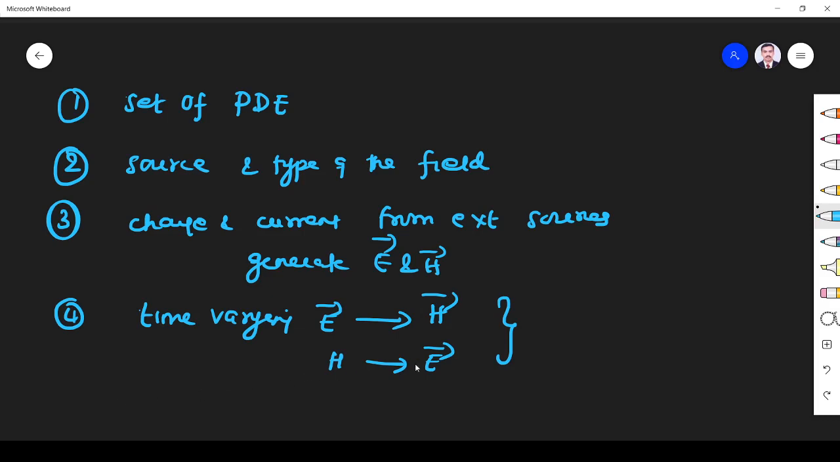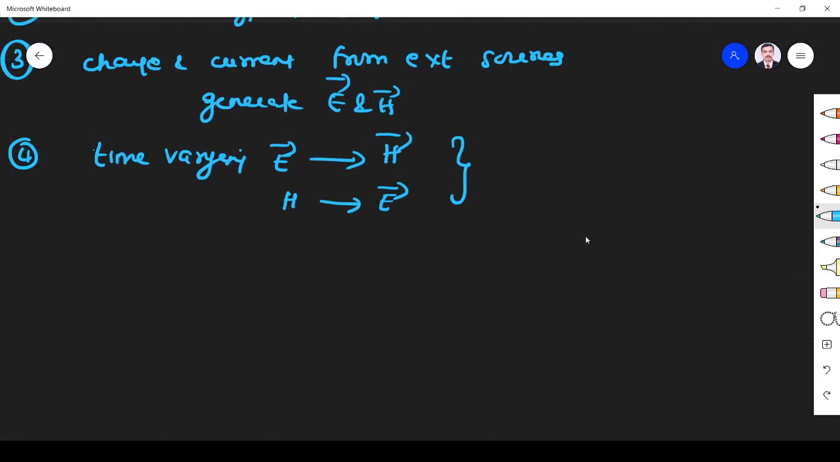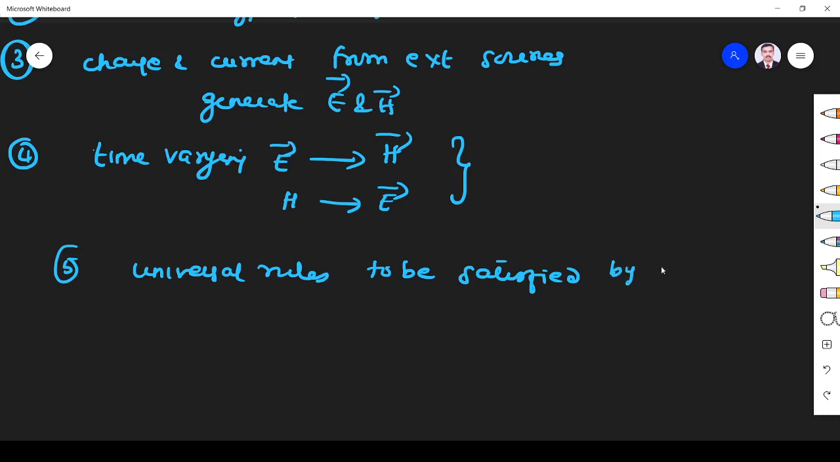Next thing we have to remember is these equations are a set of rules, or we can call them universal rules, which have to be satisfied by the solution of any electromagnetic problem. So for any electromagnetic wave problem, these four equations will give the solution.